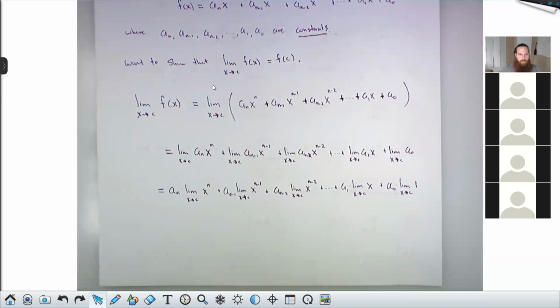So to go from this line to this line, I say limits split up over addition. That was our very first rule. That was our first limit law. Limits split up over addition.